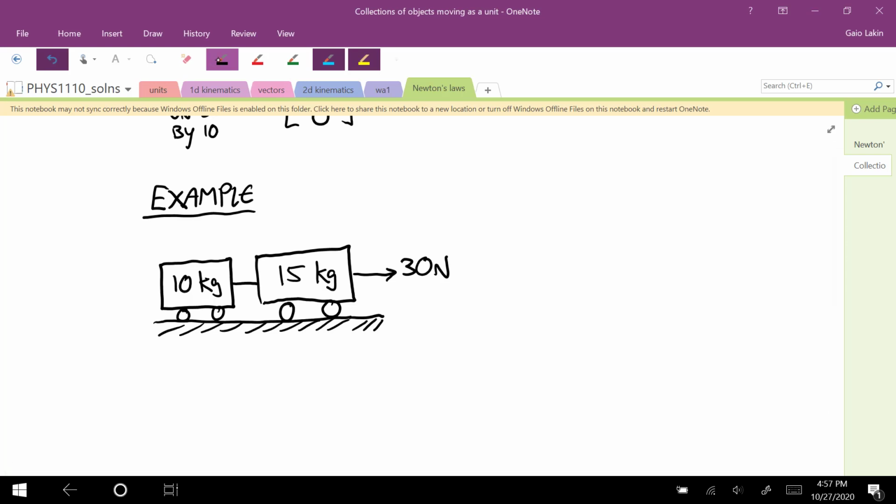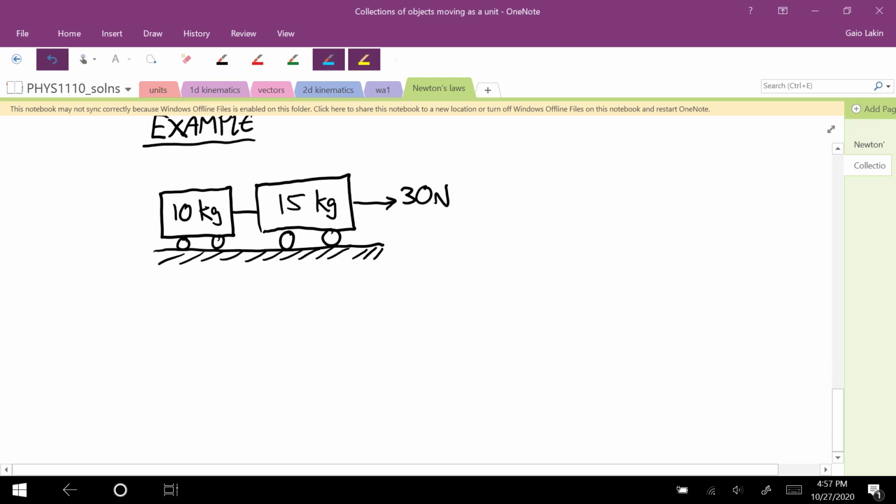Okay, well, this is one, again, where we have two objects whose motion is the same. It's a collection. And so what I'm going to do is isolate the whole system together, calculate the acceleration of the system, and then isolate the 15 kilogram using the acceleration that we just found. Okay, so a free body diagram of the whole system.